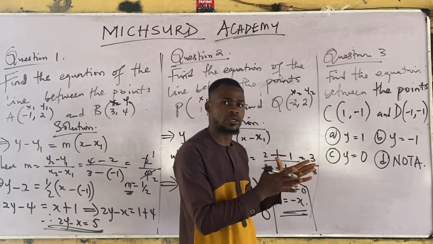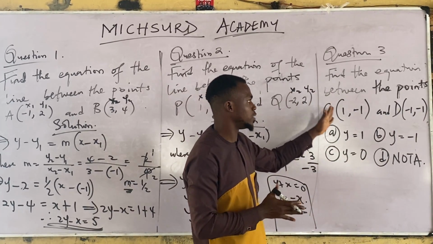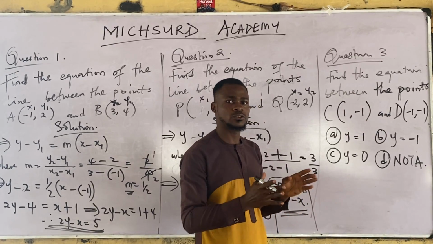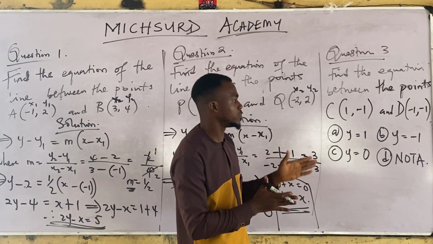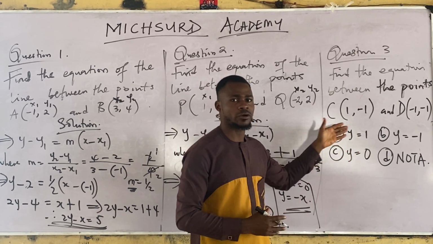So we are asked to find the equation of the line between the 2 points. So find this equation. I'll leave it for you to solve. In the comment section, tell us which of them is the correct option.